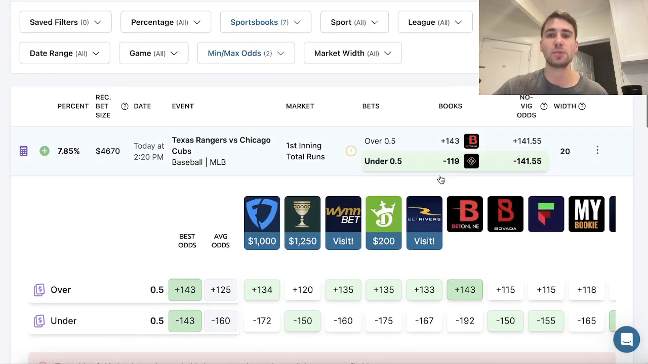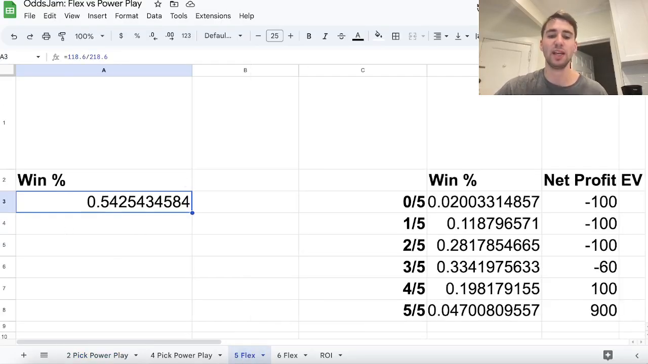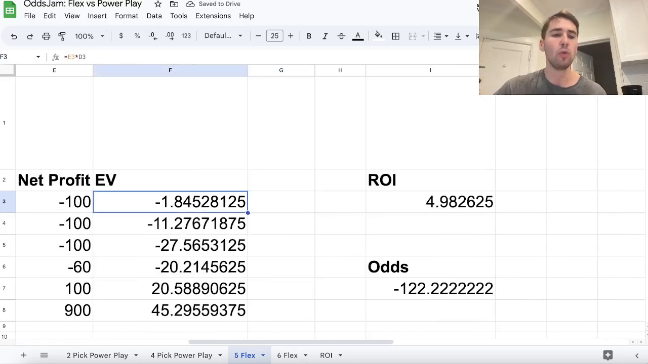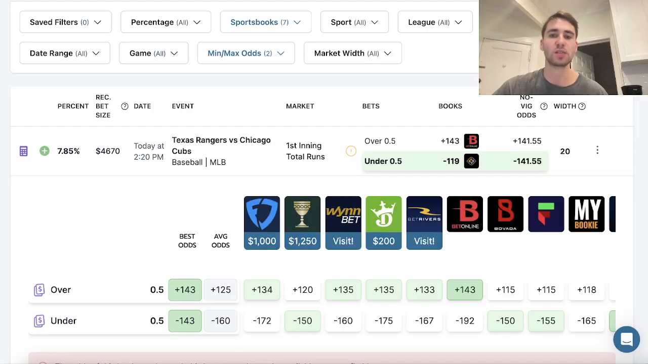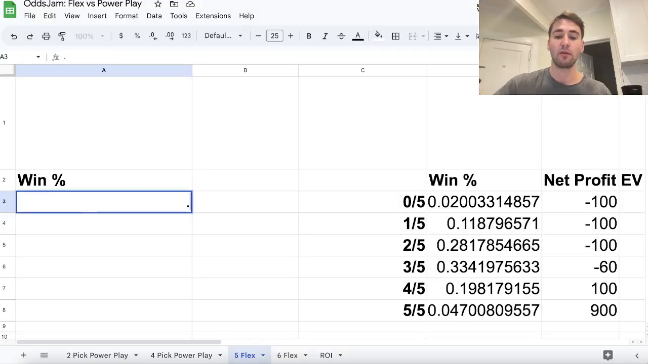And then the strategy is pretty simple, right? All we know is to win 5 flexes, we need to be hitting our picks at a rate of roughly 55%. So all we need to do is find spots where sportsbooks have an under really heavily favored or an over really heavily favored. And you can see the fantasy screen will literally show you the win probability for each pick. So this Rangers-Cubs pick is 58.33% to win, right?